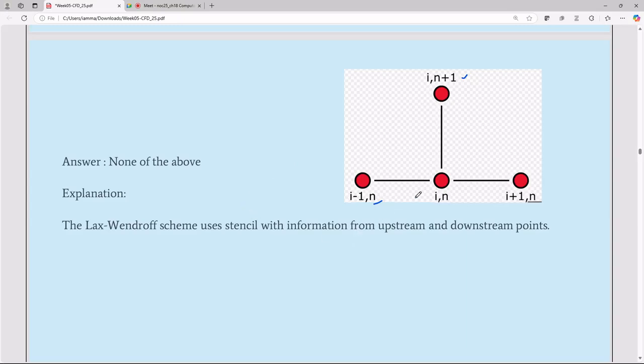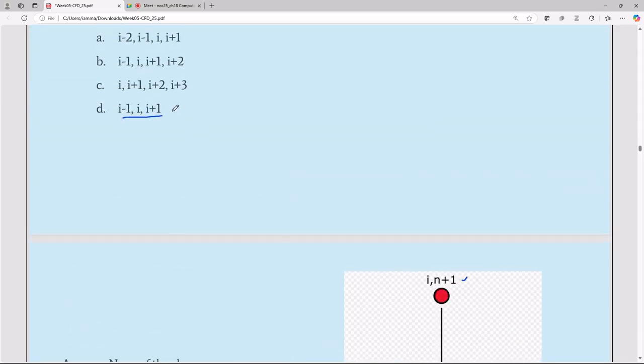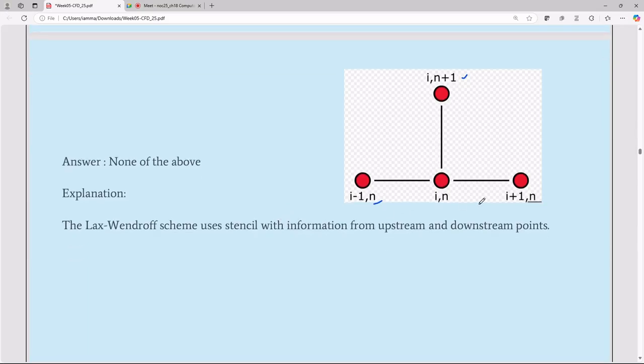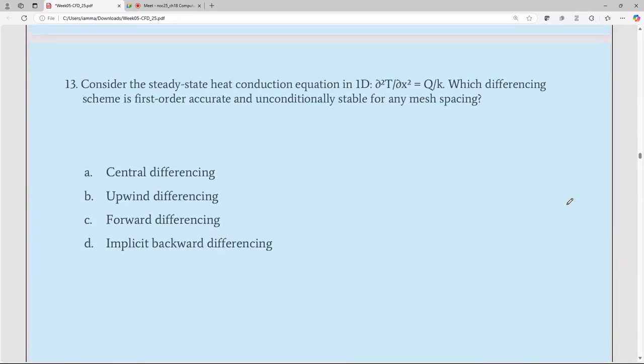So the answer can be taken as I minus 1, I and I plus 1, since these are the only spatial nodes used. So technically, it has points from both the n and n plus 1 time steps, as in a stencil for Lax-Wendroff. Moving on to the next question.